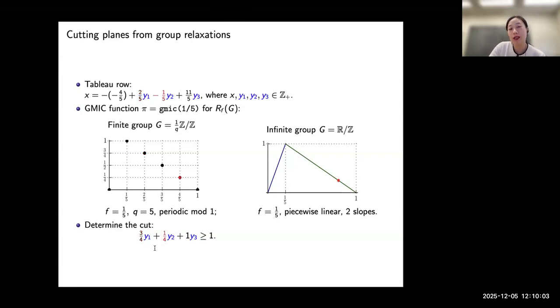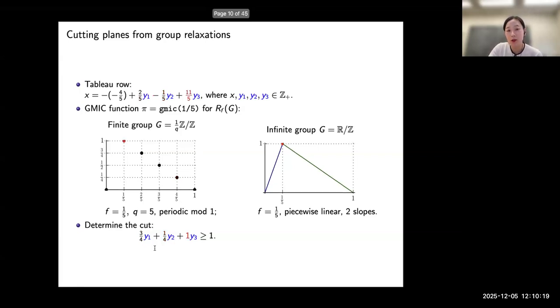For y2 in the tableau, it is -1/5, and pi of -1/5 is, well, because of modulo 1, the same as pi of 4/5, and this value is 1/4. So we obtain the second term in the cut inequality, and so on and so forth. Adding the 3 terms up, making it greater or equal to 1, we get the cut.